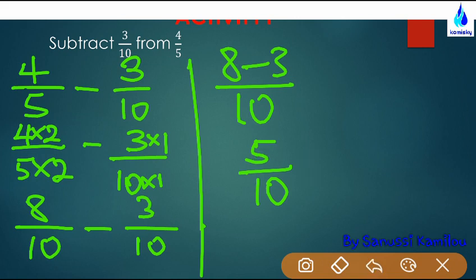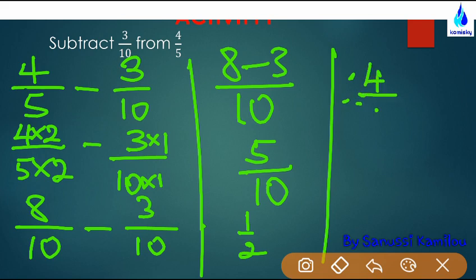Very good. Your answer will be half. Your answer will be what? Half. So we'll get 1/2. So you do not leave your work like that. You must conclude that therefore 4 out of 5 minus 3 out of 10 is what? Half. Then you finish. Okay. Thank God. That is the end of the lesson, not the full lesson, just for this particular activity. You've done very well.